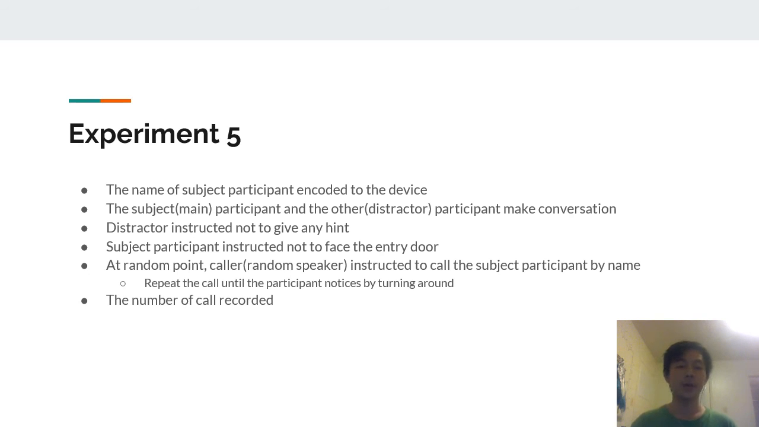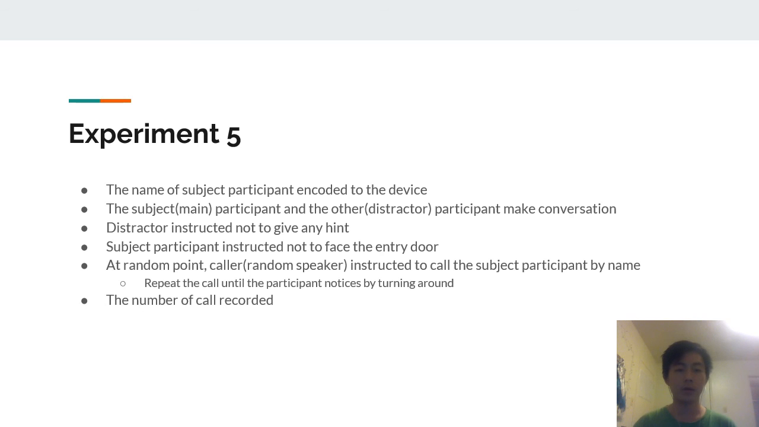The subject participant and the other distracted participant were instructed to make conversation with each other in a fashion that the distractor was instructed not to give any hint to the subject participant, and the subject participant was instructed not to face the entry door. Then at a random point, the caller, a random speaker, was instructed to call the subject participant by name, which could be a multiple number of times depending on when the participant notices. This number of calls to the participant would be recorded because it will give the idea whether the participant was aware or not.